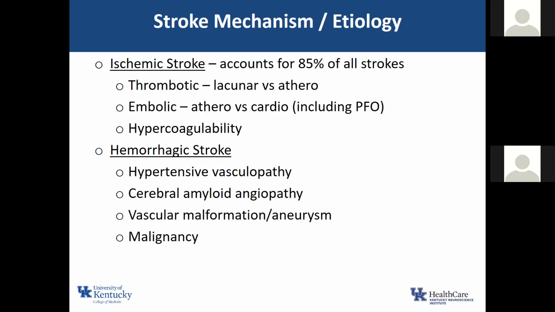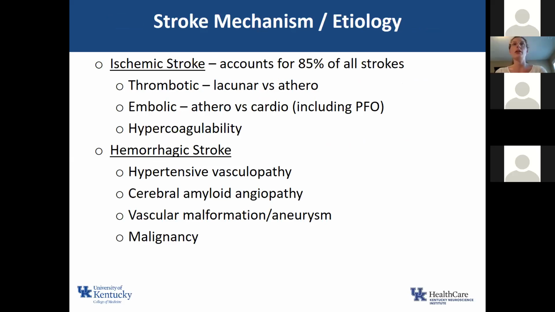So as far as stroke mechanism and etiology, mechanism is just kind of like thrombotic, embolic, hypercoagulable, that sort of thing. Etiology is specifically what is that. So like, for example, cardioembolic mechanism, the etiology might be paroxysmal atrial fibrillation. So ischemic stroke accounts for 80 to 85% of all strokes. The rest are hemorrhagic strokes. Very common is thrombotic strokes. So those are your lacunar, small vessel disease strokes, for example, in the basal ganglia or maybe in the brainstem.